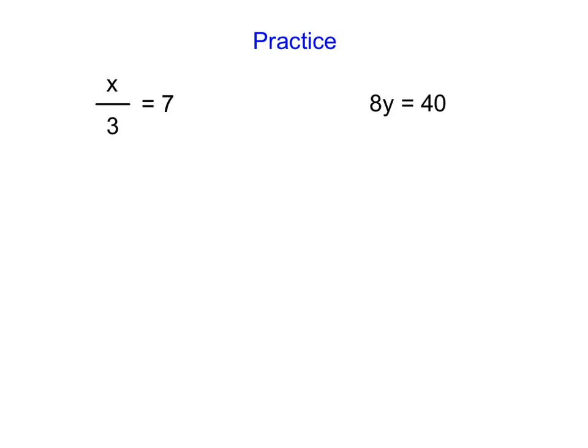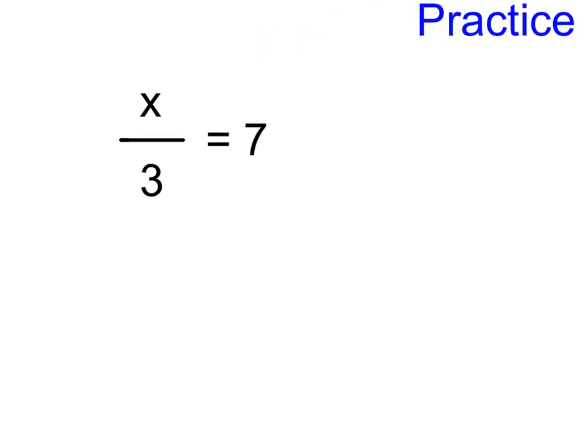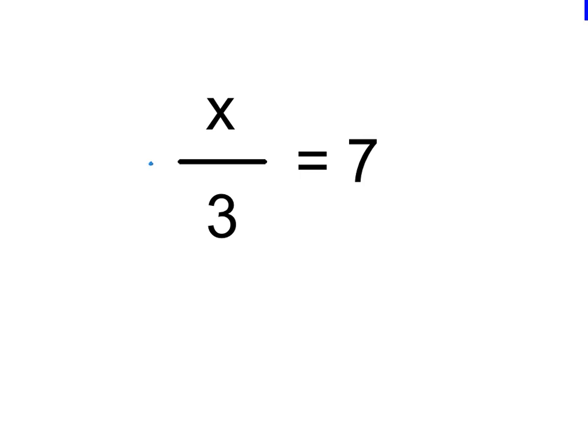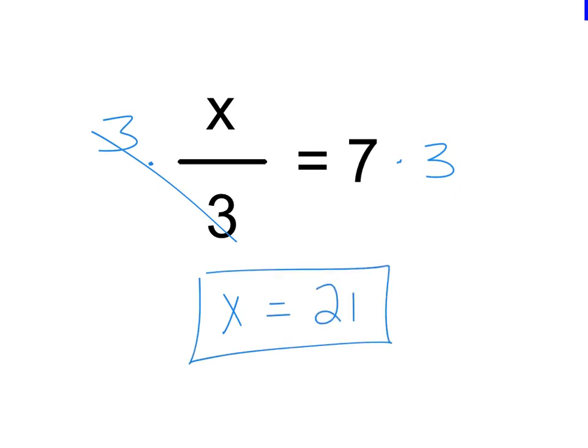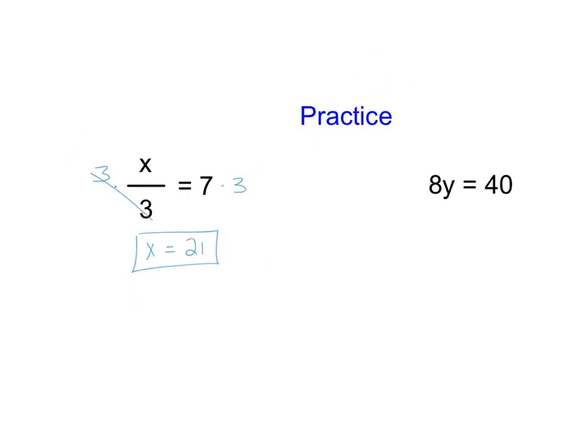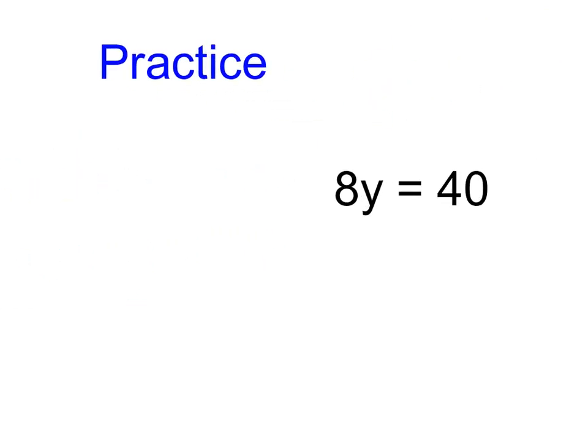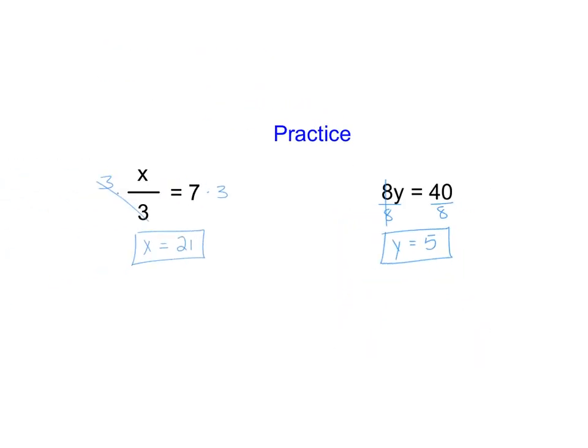All right, so a couple quick practice ones here. You could pause and do them on your own before I go over these, but I'm going to go over them now. So if we're dividing by 3, we want to multiply by 3 on both sides to get our variable alone. Well, 7 times 3 is 21. Same thing over here. That's 8 times y. Opposite of multiplication is division, so I would divide by 8 to get y by itself. 40 divided by 8 is 5.